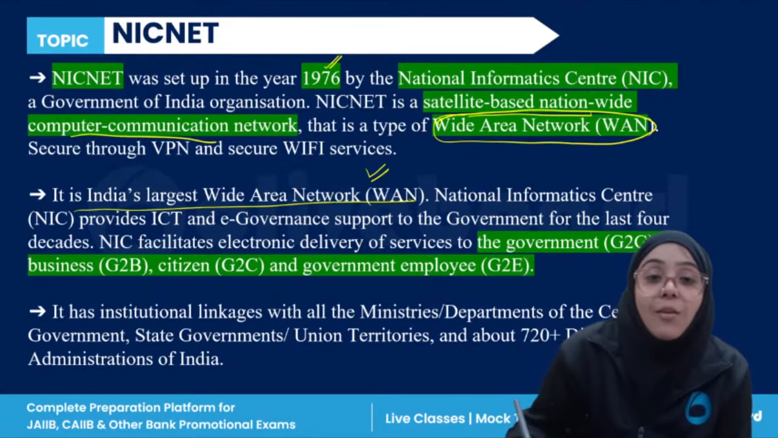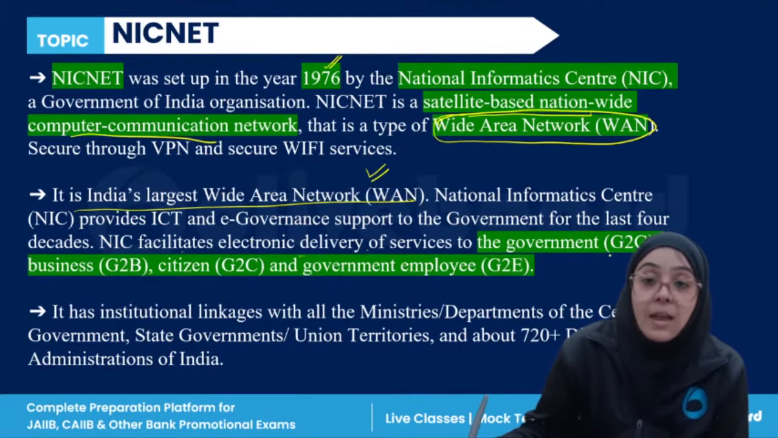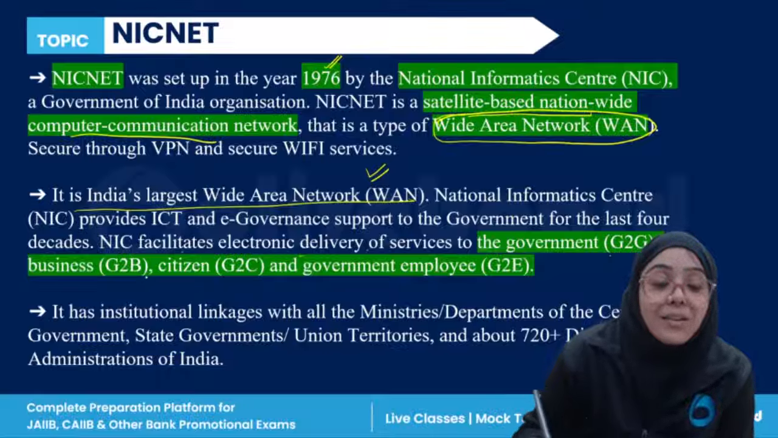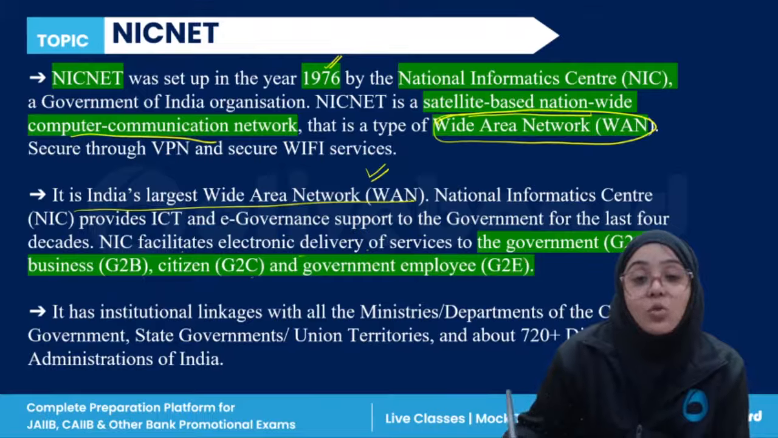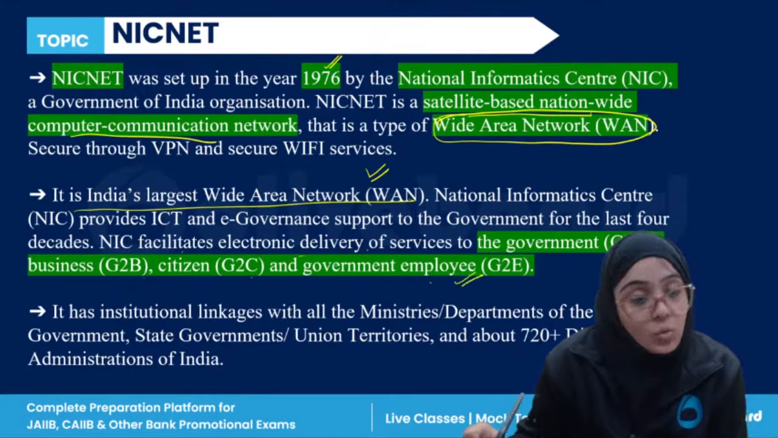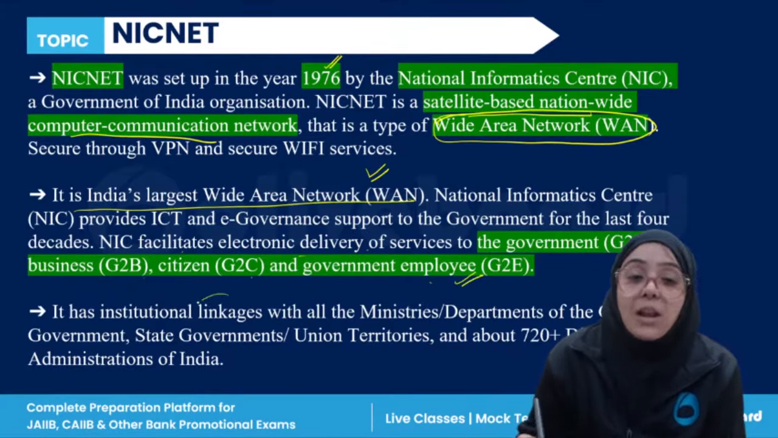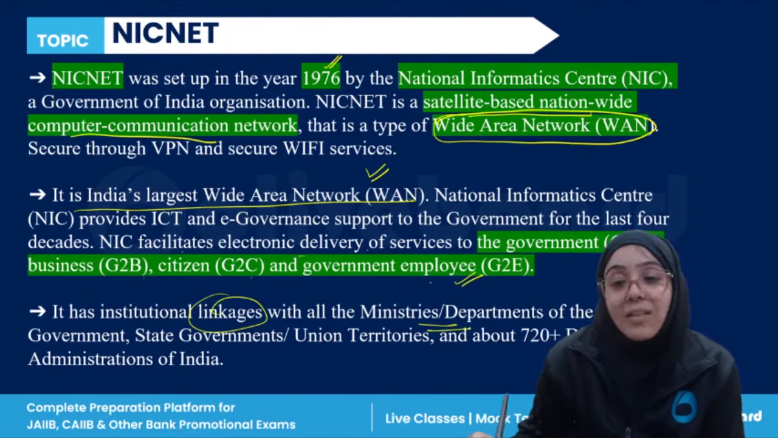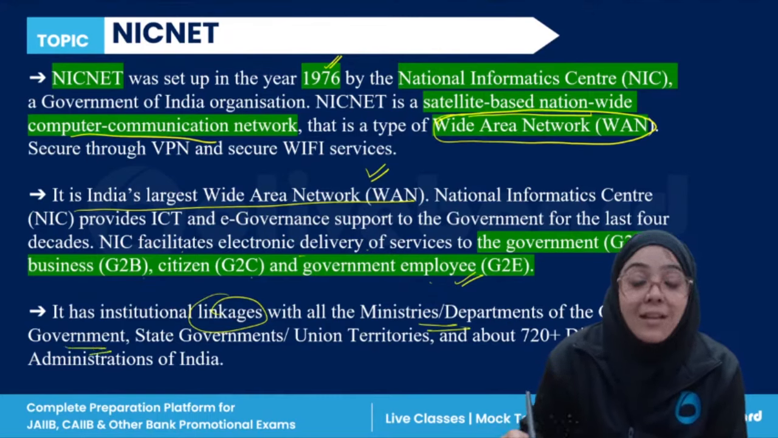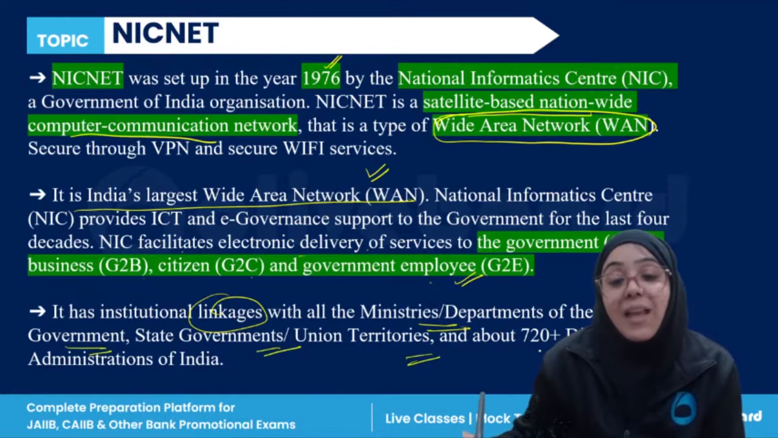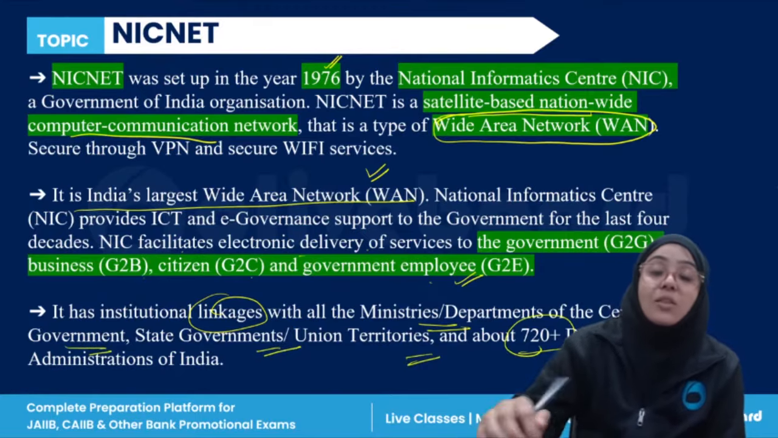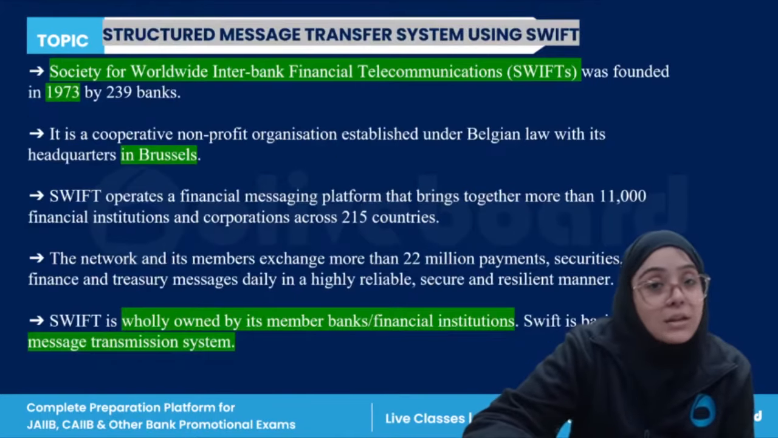Now NICNET facilitates electronic delivery of services to government, G2G, business, G2B, citizens, G2C, and government employees, G2E. It has institutional linkage with all the ministries and departments of the central government, state governments, union territories, and about 720 plus district administrations of India.